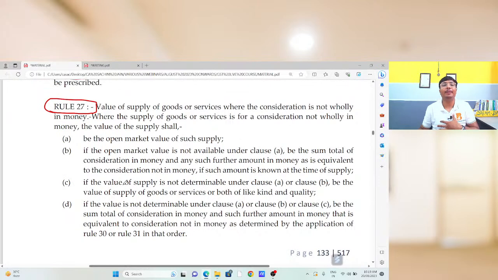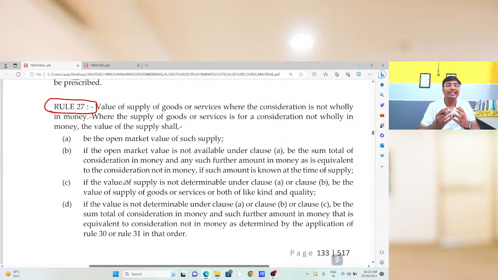If we are not able to decide the value of supply from the provisions of the section, in that case we may take the reference of variation rules. There are certain variation rules available. On the basis of those rules, we need to decide the value of supply. So the first rule, rule number 27, will be applicable when the complete consideration is not in money.